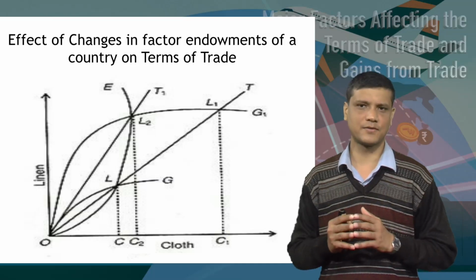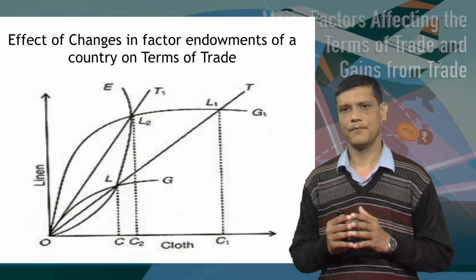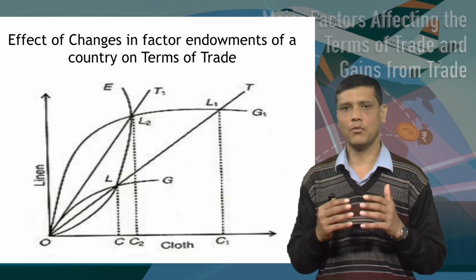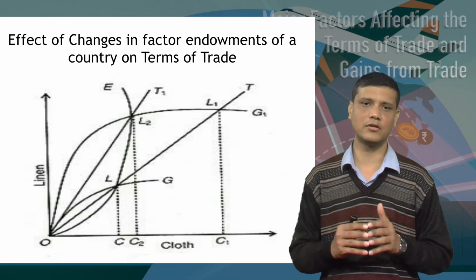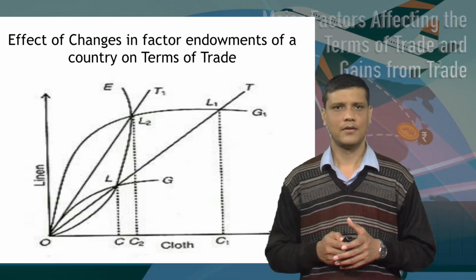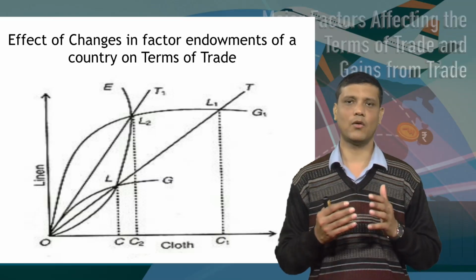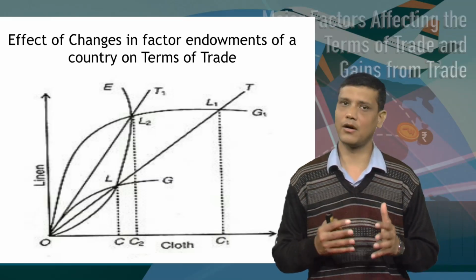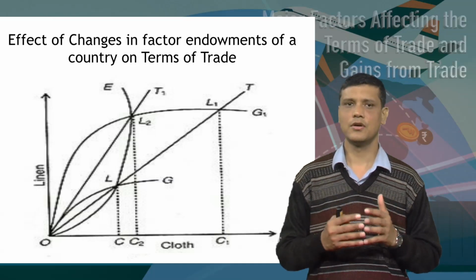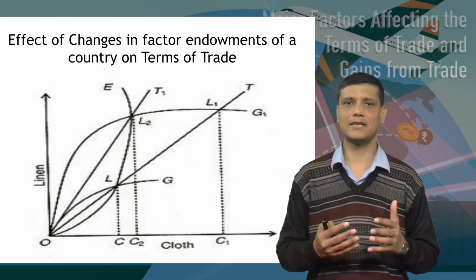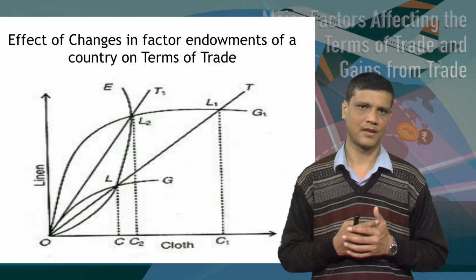At the old terms of trade, OT, Germany would be at point L1, where it would export more linen, that is C1L1, and import English cloth OC1. But England may not be willing to trade with Germany at the old terms of trade because of its inability to produce so much cloth, as its factor endowments and taste remain unchanged.